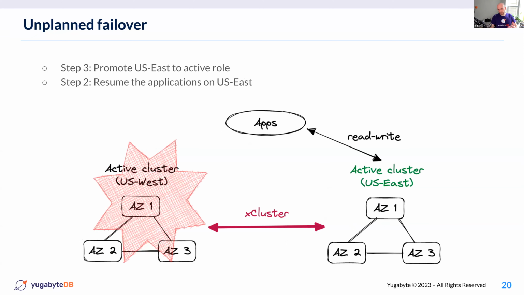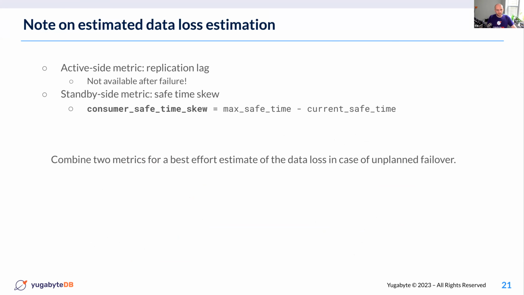All right. So after you do the PITR, you can actually switch the standby cluster to your active cluster, right? So you promote the formerly standby to active, and then you resume the applications, right? So this is the unplanned failover. It's similar to planned failover, except we don't wait for the replication lag, but instead we have to apply PITR to restore to the safe time.